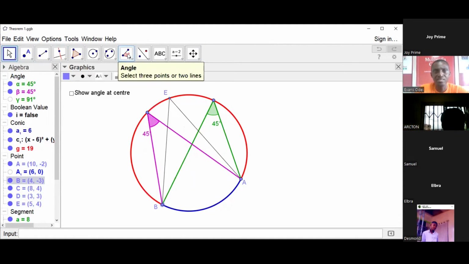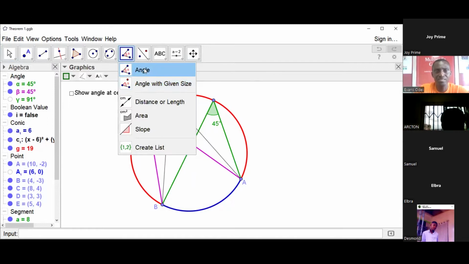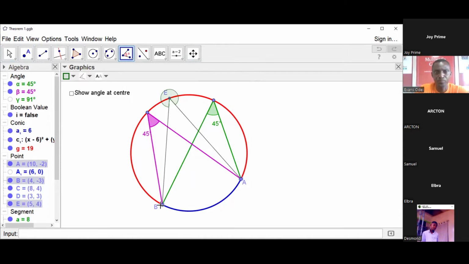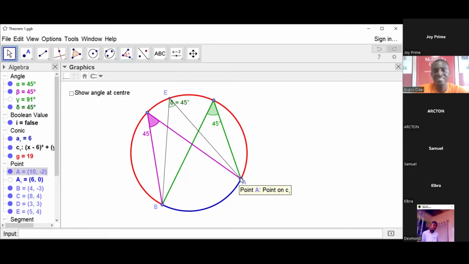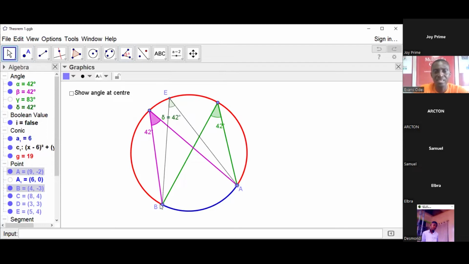Thank God for GeoGebra. We can do a lot of animations here. Let's measure this angle and see whether it will give us 45. Okay, so we measure it from B to E back to A. And you see the angle is 45. Beautiful. So you can see that whatever you do, so far as these three angles are coming from the same chord or arc, they must always remain the same. That is theorem number one. Now let's take a few examples and see how theorem number one works.